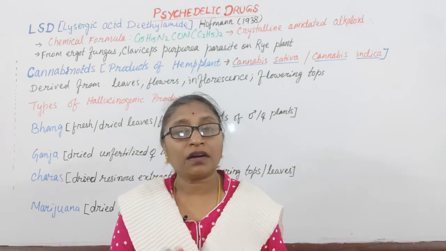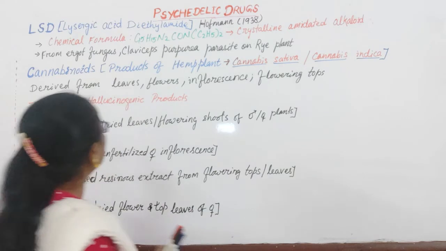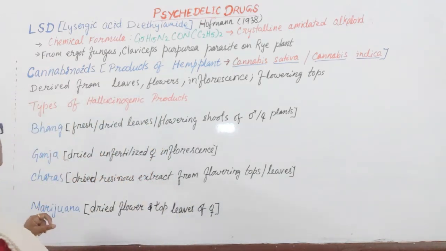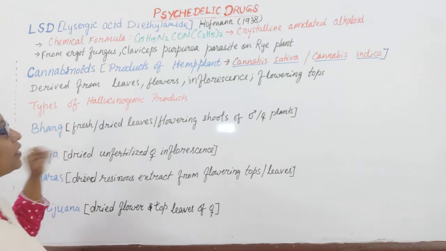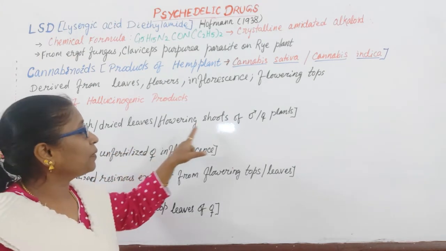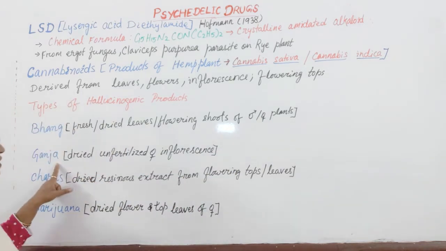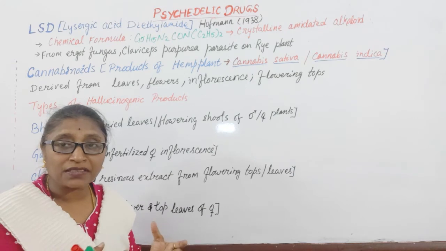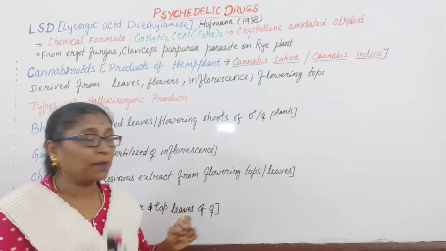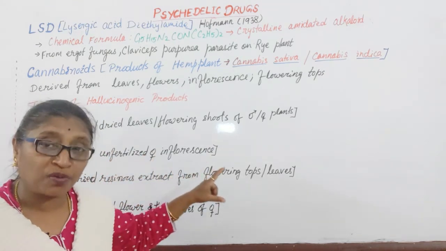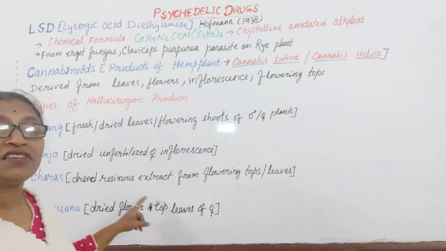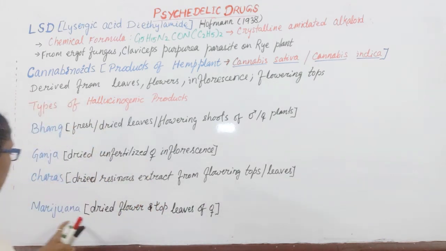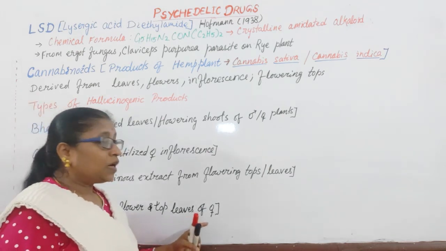These are obtained from the fresh leaves and flowers, the flowering tops or top leaves, or the resin extracts. Bhang is derived from the fresh or dried leaves or the flowering shoots of male or female plants. Ganja is the dried unfertilized female inflorescence, the branch which holds the flowers. You have studied this in the 11th class. Charas is derived from the dried resinous extract of the flowering tops and leaves. Marijuana is from the dried flowers and top leaves of the female plants.